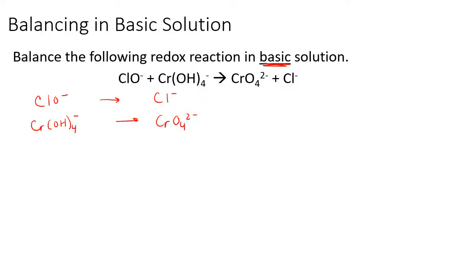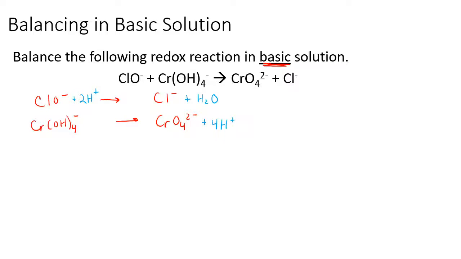In our first half reaction, we have 1 chlorine on the left and 1 chlorine on the right. We have 1 oxygen on the left and none on the right, so we're going to add one H2O molecule to the right-hand side. And now we have 2 hydrogens, so we're going to need to come over to the left and add plus 2 hydrogen ions. Now all of our hydrogens, oxygens, and chlorine is balanced. In our bottom half reaction, we have 1 chromium on the left and 1 chromium on the right. We have 4 oxygens on the left and 4 oxygens on the right as well, but our hydrogens are not balanced. We have 4 hydrogens on the left and none on the right, so we're going to add plus 4H plus to the right-hand side.